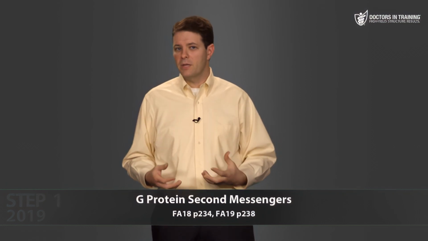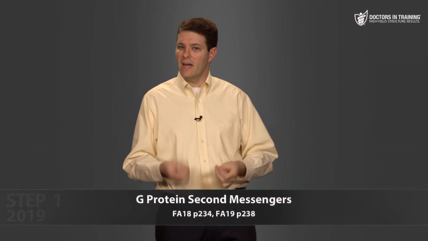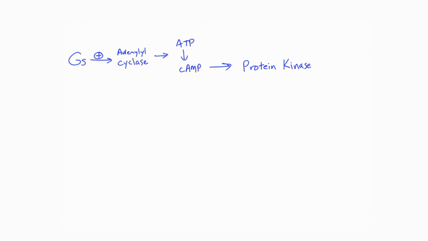Then the second type of G protein is GS, and the S is for stimulates. So what's it stimulating? Well, it's stimulating adenylyl cyclase. And adenylyl cyclase, what does it do? Well, it converts ATP to cyclic AMP. And then cyclic AMP is a modulator that has the downstream effect of activating protein kinase A. So GS stimulates adenylyl cyclase to convert ATP to cyclic AMP, which activates protein kinase A.